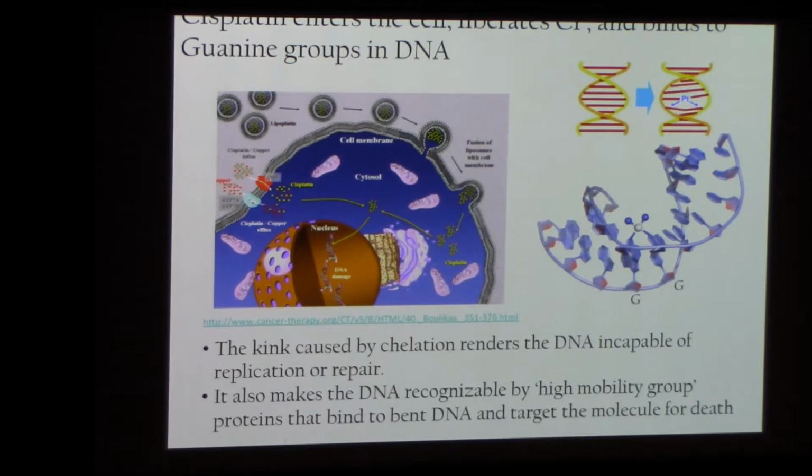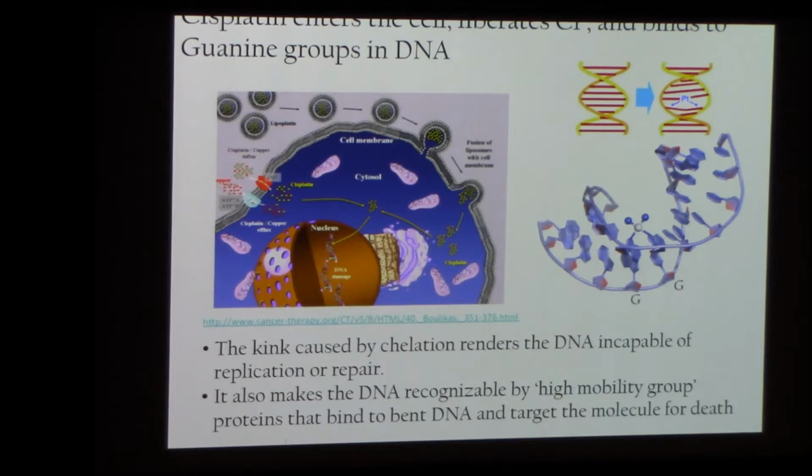Also, there are these so-called high mobility group proteins that are kind of floating around in your cells trying to find defective DNA, and the kink makes it recognizable to these proteins that then can target the molecule for death. So this is how conventional chemotherapy works using cisplatin. You can imagine there are a couple disadvantages of it. First of all, it relies on platinum, a heavy metal, so not the most biocompatible material. Secondly, you'll notice that it's pretty non-specific. It's going to target both healthy DNA and cancerous DNA.